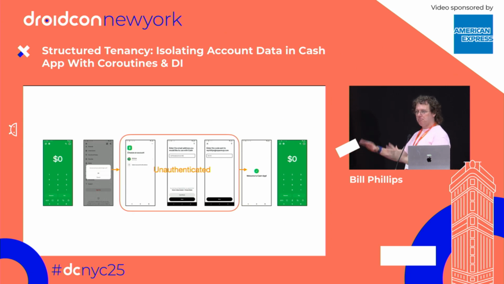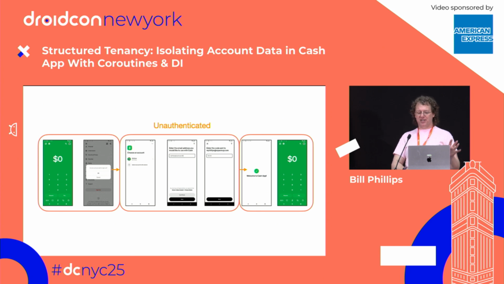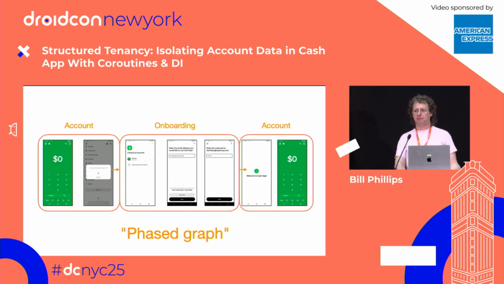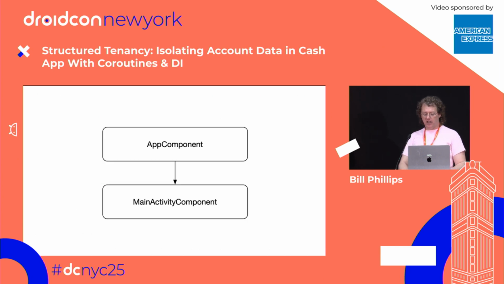So here is what we had above, right? Now let's take this and look also at the parts where we're signed in, and let's name this unauthenticated portion of it. Let's call it onboarding. And the parts where we are authenticated, let's call them accounts. This big idea is what we call the phased graph, right?